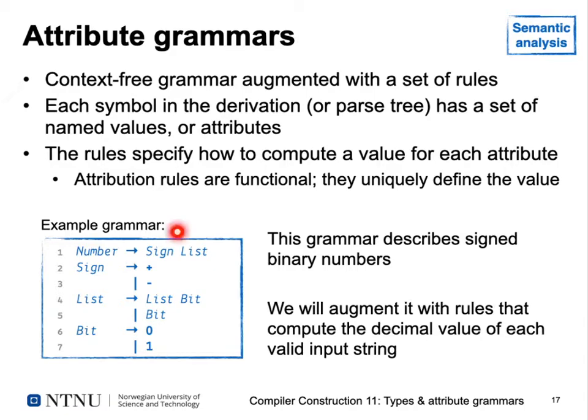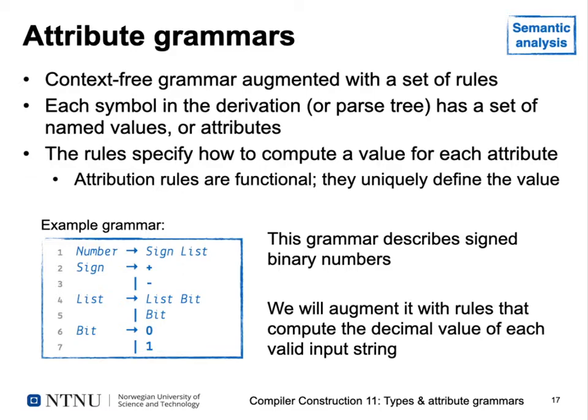So we have an example context-free grammar here, which goes from a number to a sign or list. A sign can be a plus or minus, and a list can be a list and a bit at the end, or just a single bit, and a bit can obviously be a 0 or a 1. And this grammar would describe something like signed binary numbers. Yeah, that's an invention, obviously. So we have plus 101, which would be plus 5, or we could have minus 11, which would be something like minus 3. Obviously, binary numbers are usually encoded differently, like for example using 2's complement. But let's just use this as a simple example.